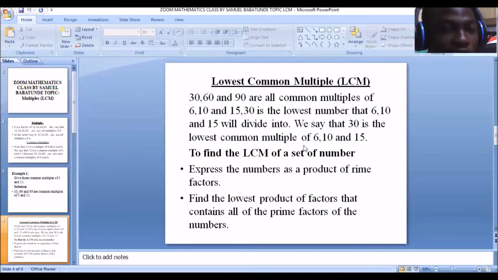6 in 30 will give you 5. That's 6 times 5 will give you 30. 10 times 6 will give you 60. And 6 times 5 will give you 30. 6 times 10 will give you what?